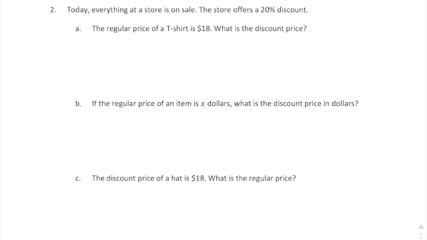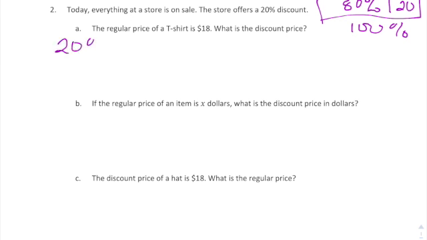Or I can say, well, if I have 100% and I take away 20, I'm left with 80%. So one way to solve these would just be to find 80% of each of them. But I'm going to find 20% and then subtract for this first one at least. So I want to find 20% of 18.